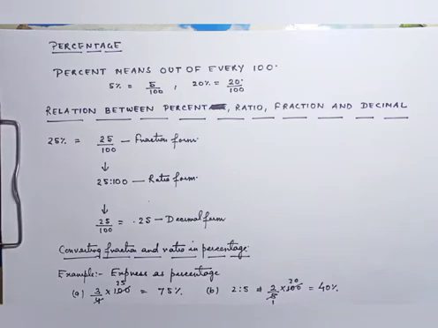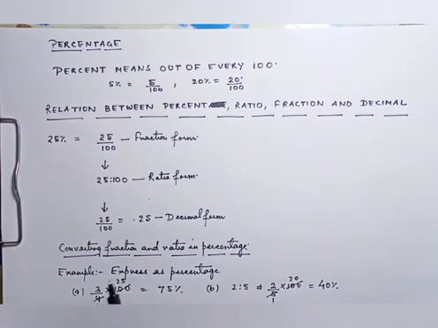Now let us move to another topic, that is converting fractions and ratios into percentages. Let us see with the help of an example. Express as a percentage: 3 upon 4 is given to you. If we have to convert it into a percentage, we simply multiply the fraction by 100. So 4 ones are 4, 4 25s are 100. So the answer is 75%.